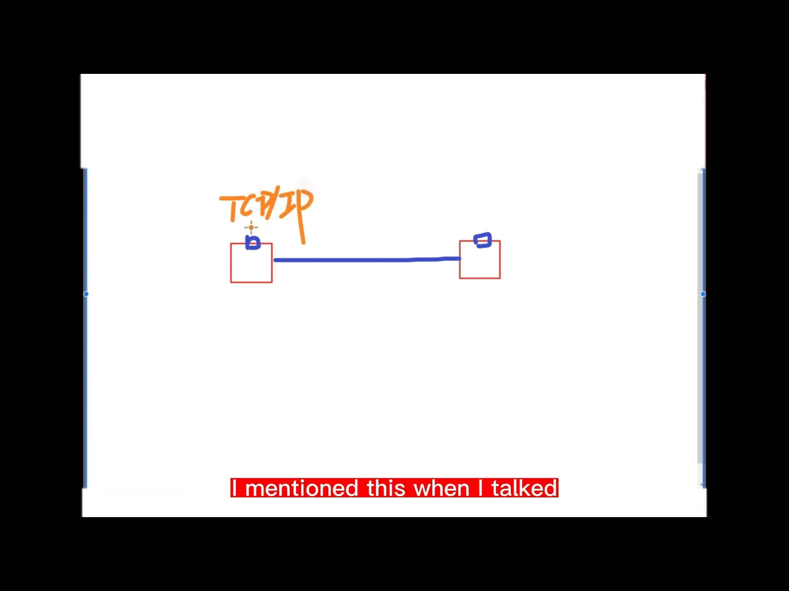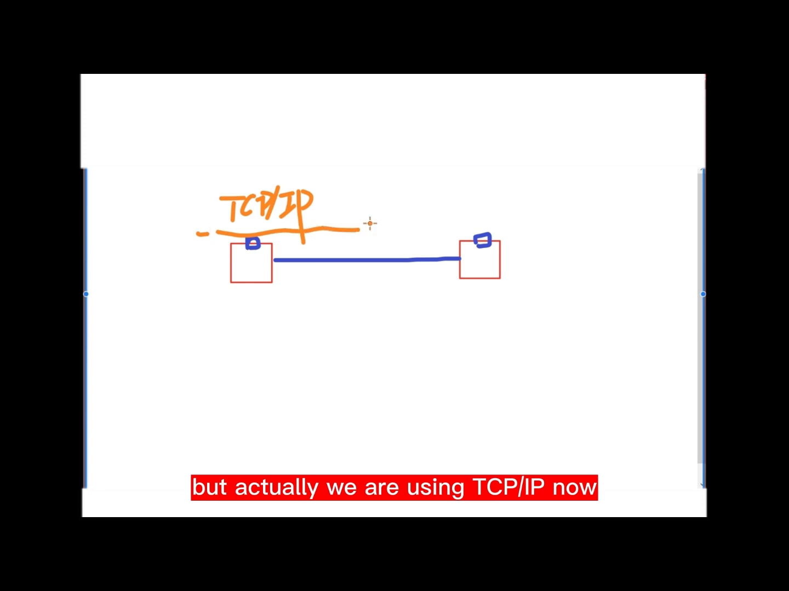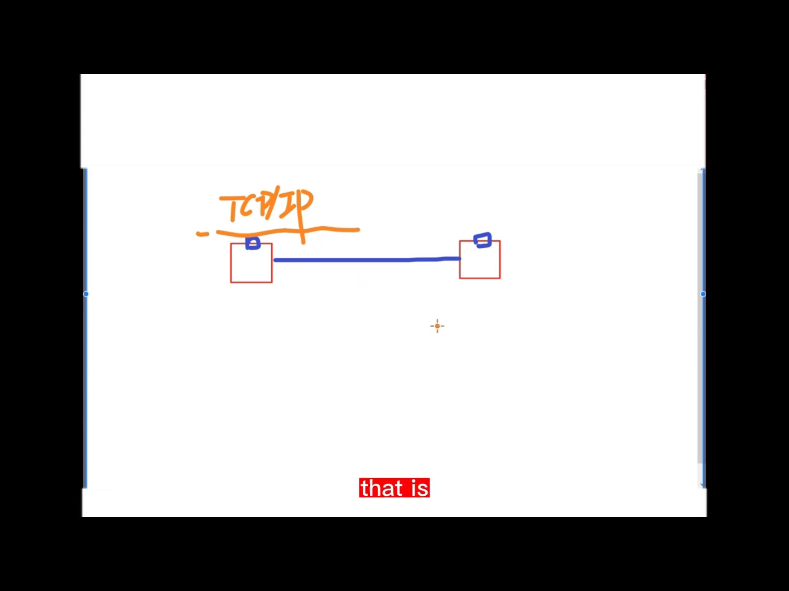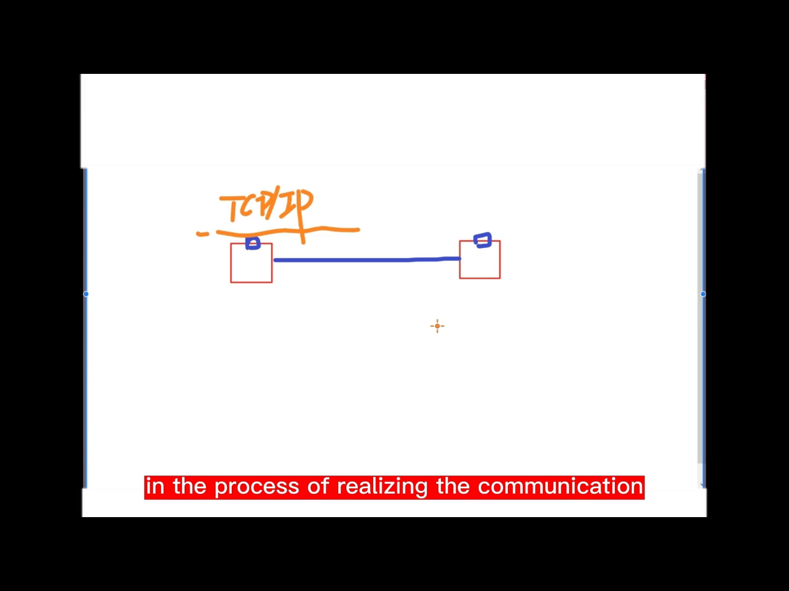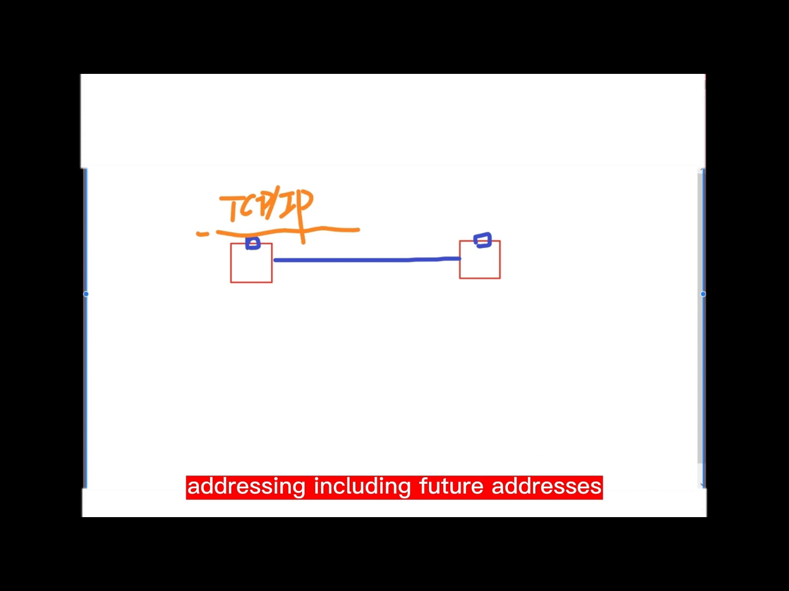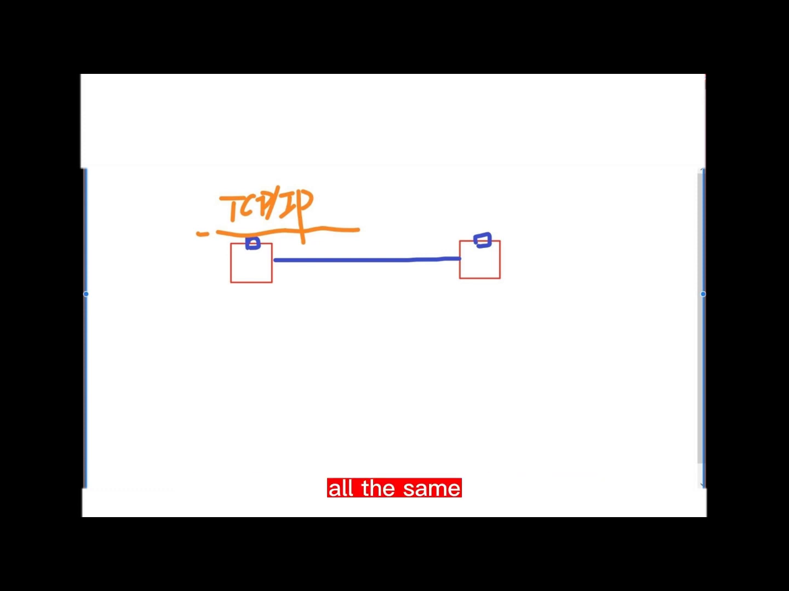That's like the TCP/IP I just mentioned. I mentioned this when I talked about the reference model before. We were talking about OSI, but actually we are using TCP/IP now. They are equivalent to the communication language between multiple devices. That is, in the process of realizing the communication, including analysis of the data, addressing, because the three layers can do addressing, including our control over data traffic. All the same, here's some of what it does.